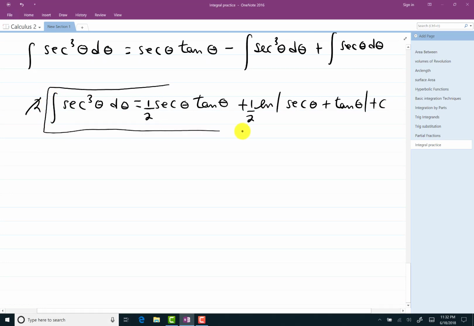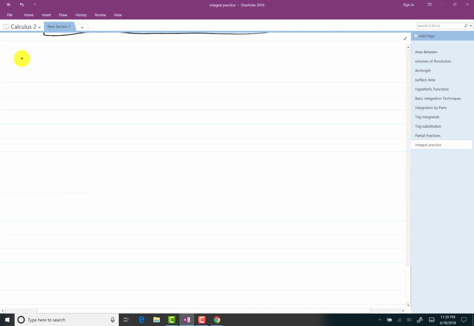Let me put those around it so I know where to find it, and I'll put some stars here so when we come back we can find the thing. Alright, the reason why I went through all that was for the next example we'll use it.